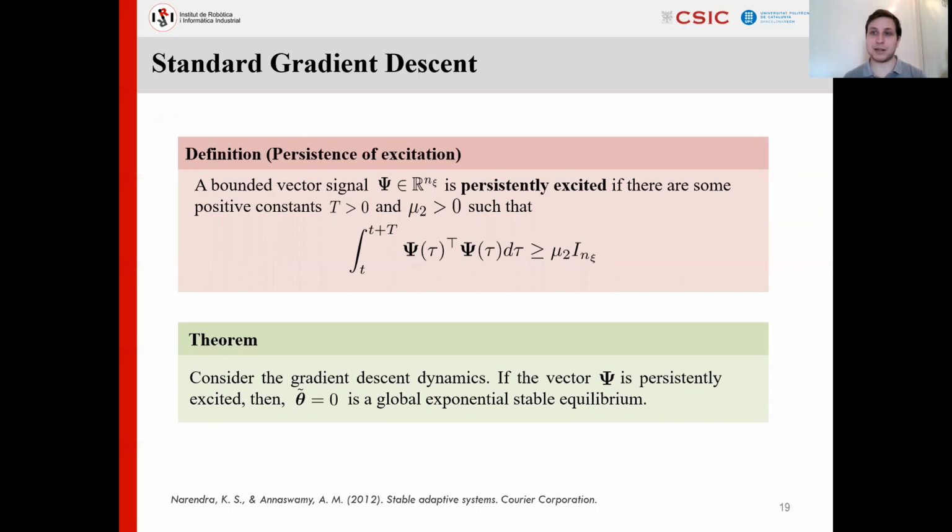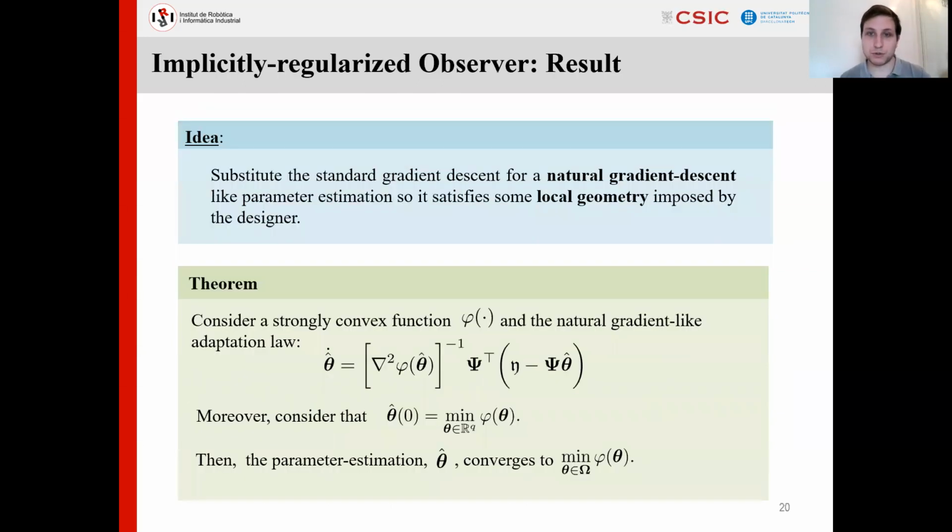So with that, you can design observers that can be implemented in systems with low observability, meaning in cases where this excitation condition is not satisfied. Following this line of thought, what this PhD thesis proposes is to substitute the standard gradient descent by a natural gradient descent that satisfies some local geometry to be imposed. Roughly speaking, what you do is pre-multiply the standard gradient descent by the inverse of the Hessian of some function to be designed. What you can show with that is that the estimation not only converges to the set omega as the standard gradient descent, but optimizes this function here, creating what is referred to as an implicitly regularized observer.